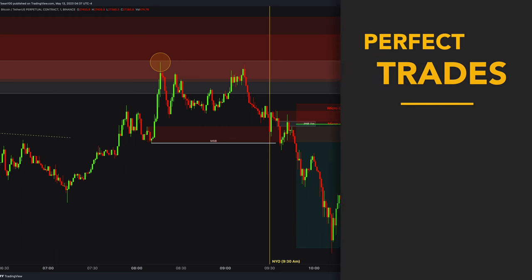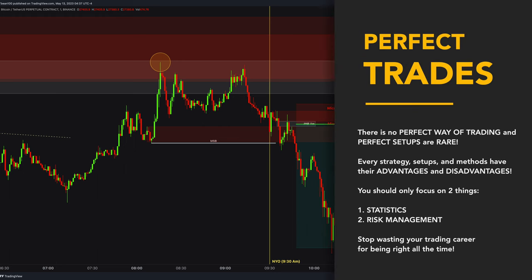As you can see, there is no perfect way of trading. Every setup and every style has its advantages and disadvantages. The only truth of trading is risk management. Take care, have fun, trade less.